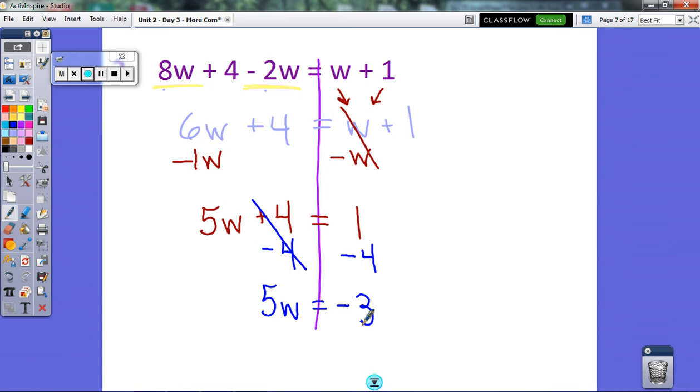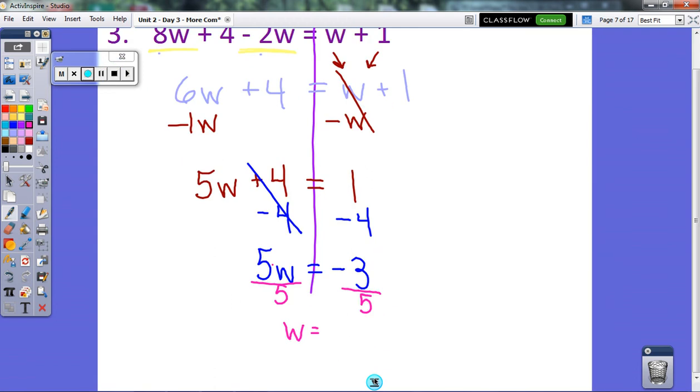Well, guys, I'm not done. I'm not done because the W is not alone. So I have to come down here. That's 5 times W. I'm going to have to come down and divide by 5. You can either use your calculator to do negative 3 divided by 5, or you could realize that's already a simplified fraction. But you could get either negative 0.6 or negative 3/5. You can get either one.